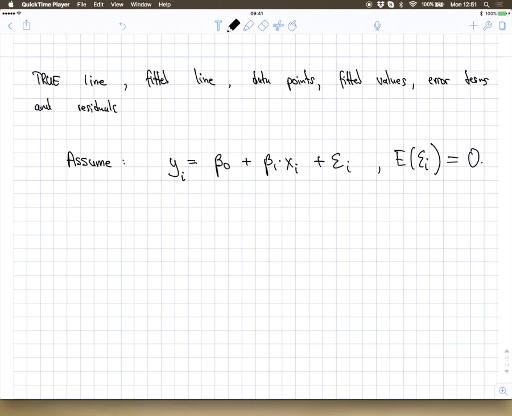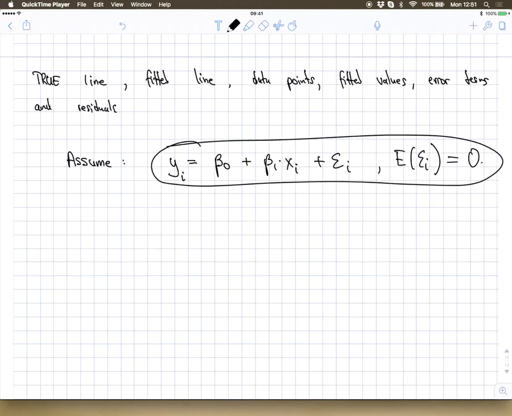We're going to take this assumption and try to explain the idea of a true line, a fitted line, data points, fitted values, error term, and residuals, which tend to confuse students quite a bit. This is the only thing that I assume.